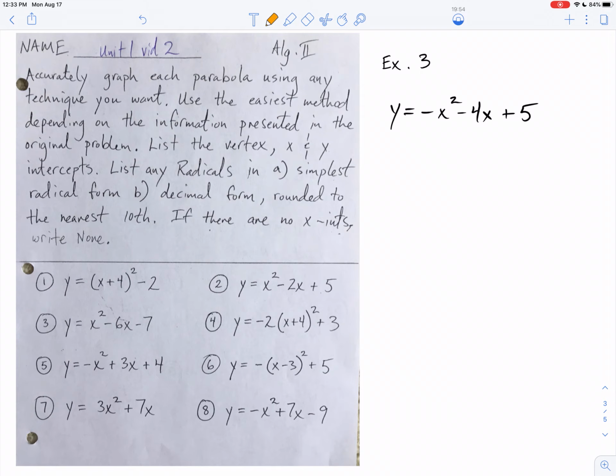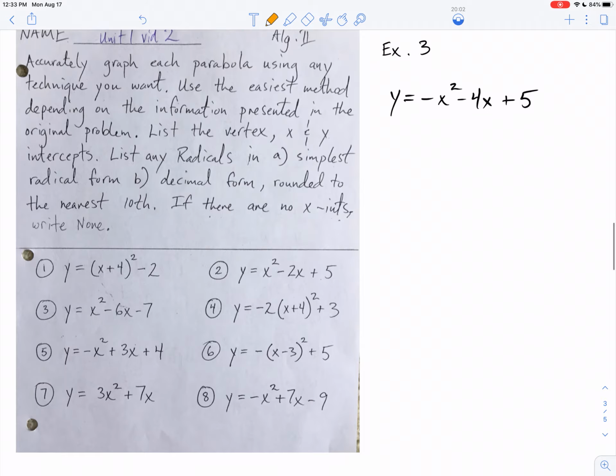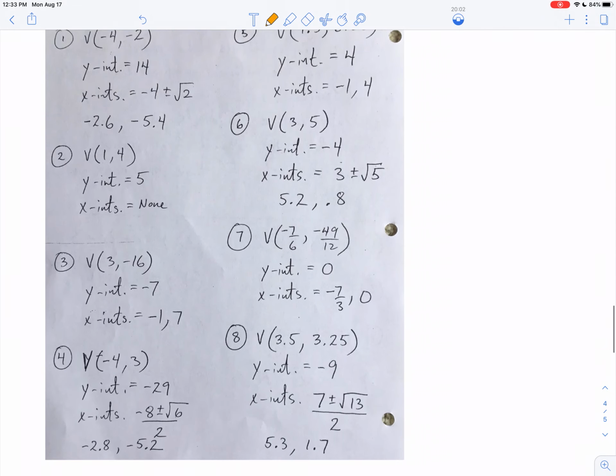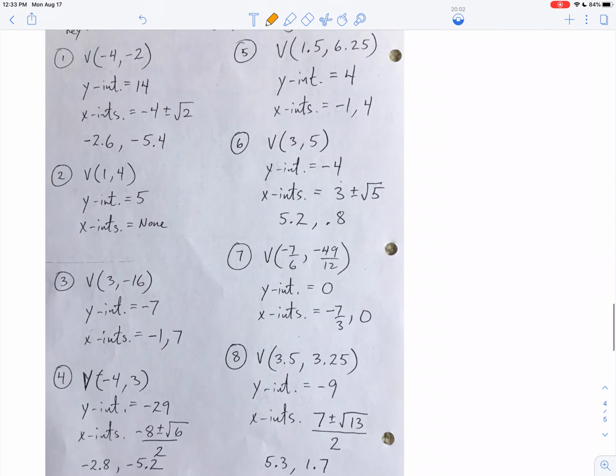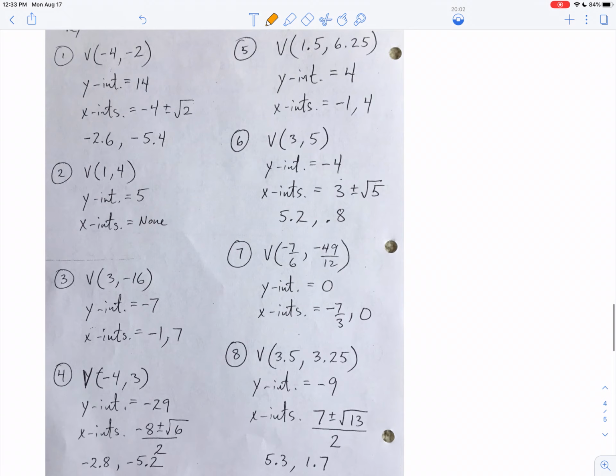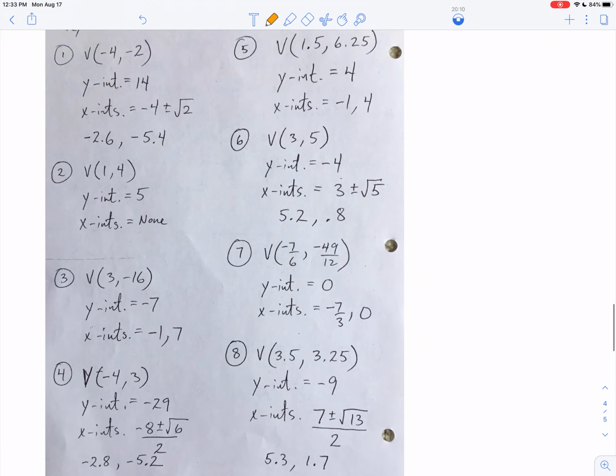Now look, there's 8 questions here. And just like I told you before, this one has the answer key. It's right here. There's the answer key. Question 1, 2, 3, 4, 5, 6, 7, 8. But there's one thing I did not do for you. I didn't draw all the graphs. I didn't want to make this video an hour long.